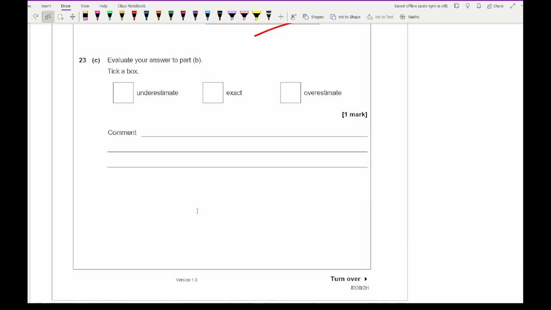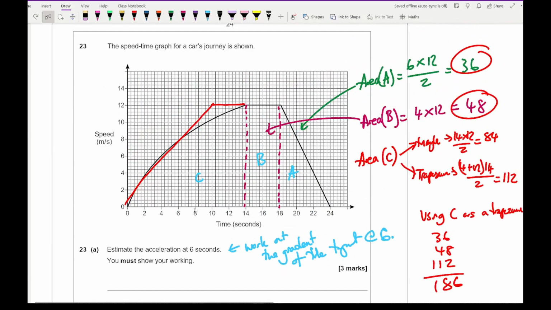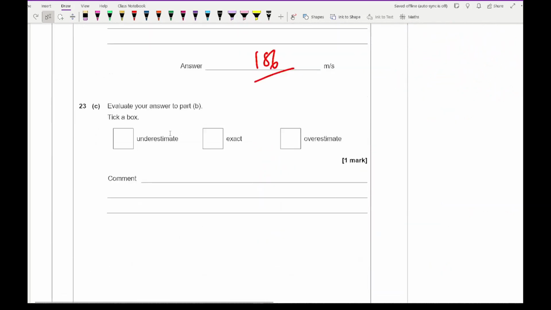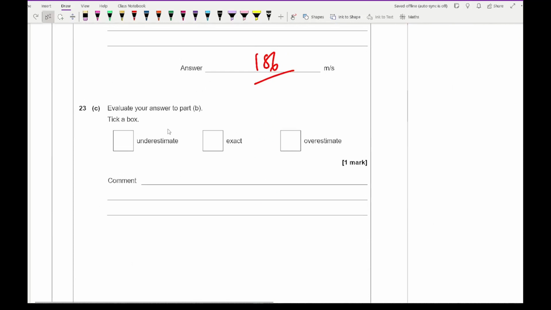Now for this, all we need to do is basically just state our statement. Depending on what you've used, whether you've used a triangle or used a trapezium: if you've used a trapezium, you have overestimated. If you've used a triangle, you have underestimated. So there's two possible answers you can have. You're definitely not going to have exact, that's without a shadow of a doubt.